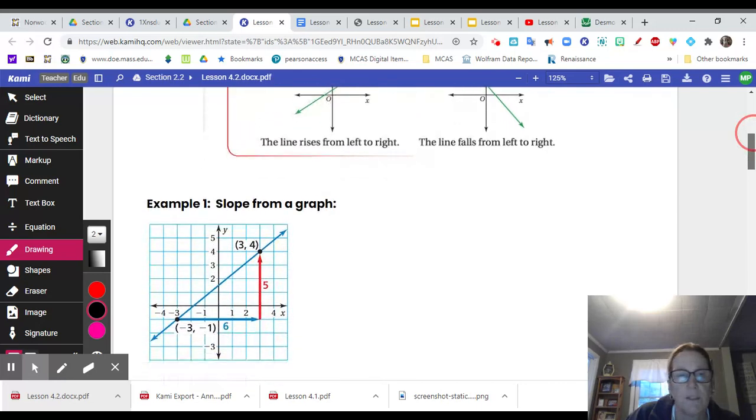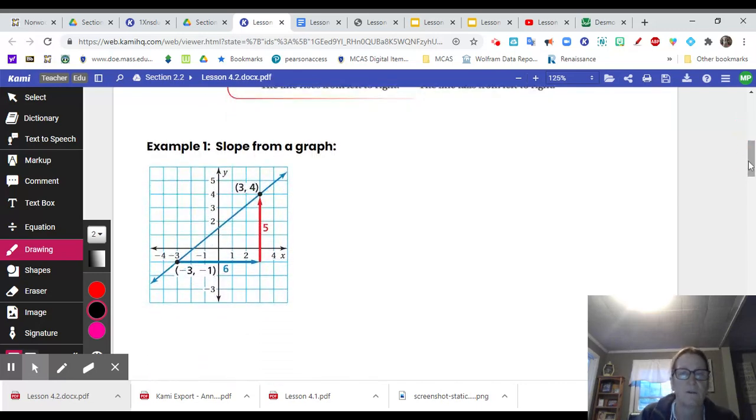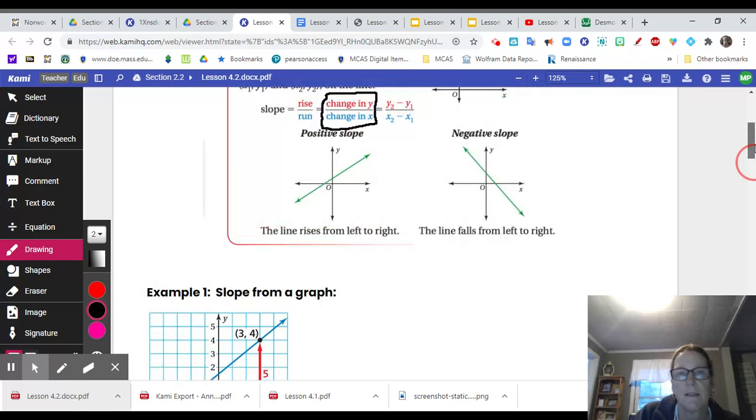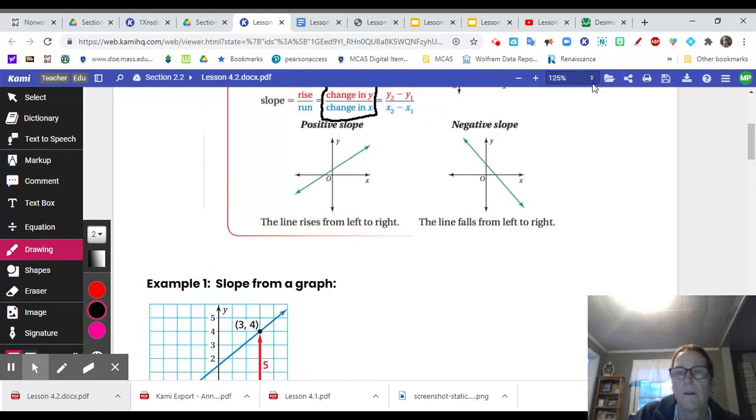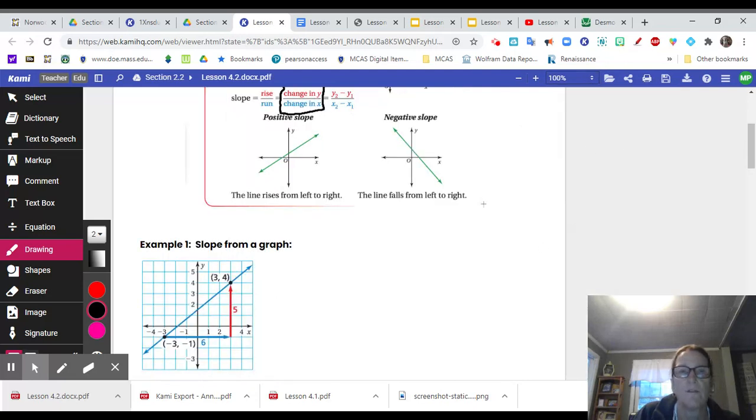It'll clear things up. So in this example, someone gave me a graph. Now there's, as we saw, an infinite number of points on the graph. They labeled this point (-3, -1) and this point (3, 4). They could have labeled other points, okay, but those are the two they labeled. So I'm going to use them and put them into the slope formula. So again, let's scroll up for a second so we can see both. Okay, so there's the formula.